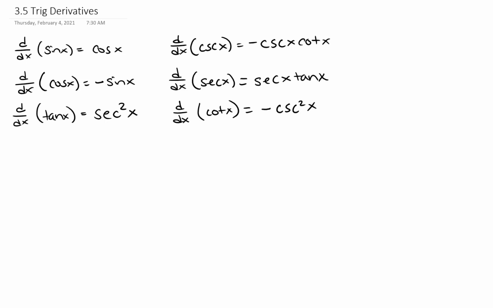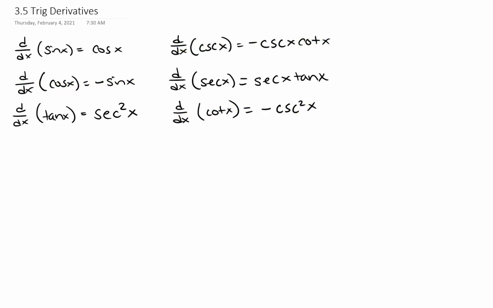So I want to point out that all of the functions that have negative derivatives originated from co-functions. When we started with cosine, our derivative is negative sine. When we started with cosecant, our derivative was negative cosecant times cotangent. And when we started with cotangent, we got negative cosecant squared. So that's one pattern you can keep in mind when trying to memorize these derivatives.